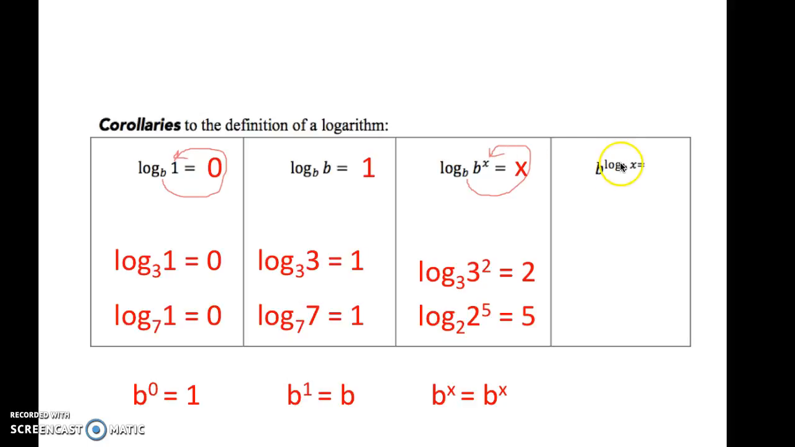The last one is the same idea. The log and the exponential undo each other, so b to the log base b of x is equal to x.